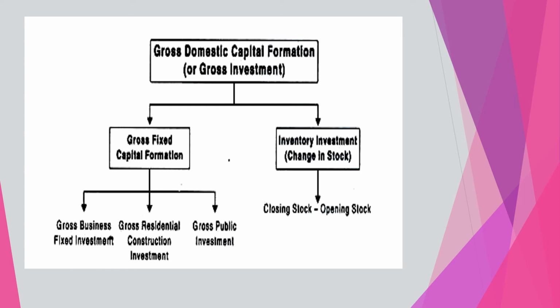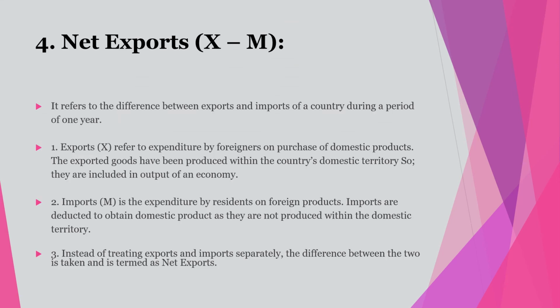Now you can see I have uploaded one picture also on how to calculate gross domestic capital formation, gross investment: gross fixed capital formation plus change in stock or inventory investment. If in the question gross fixed capital formation is not given, then add gross business fixed investment plus gross residential construction investment plus gross public investment. And how to calculate change in stock? All of you know, closing stock minus opening stock.